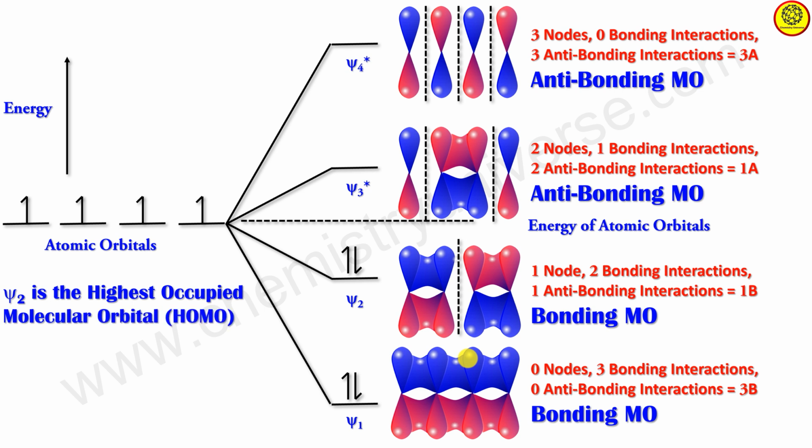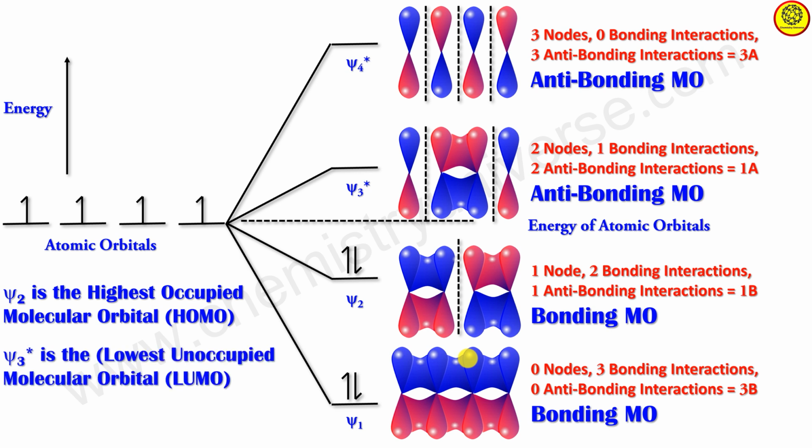The Psi2 is the highest occupied molecular orbital, it's called the HOMO, and the Psi3 star is the lowest unoccupied molecular orbital, it's called the LUMO. And of course, we'll talk about this a little bit in detail later.